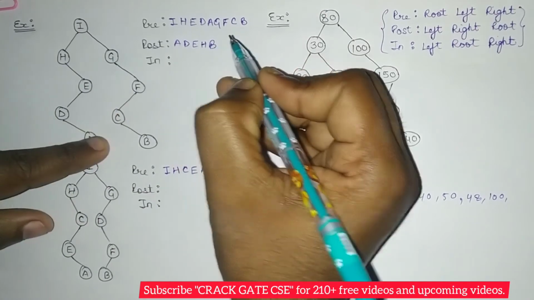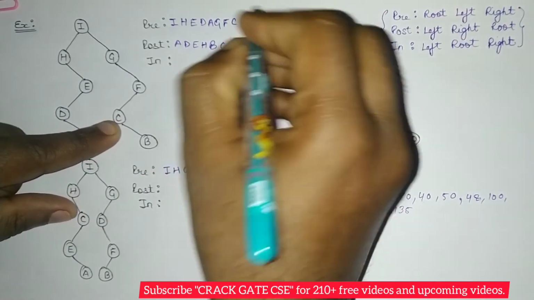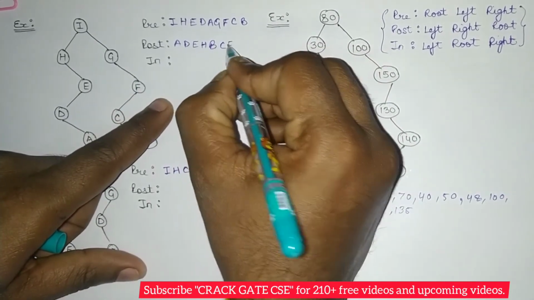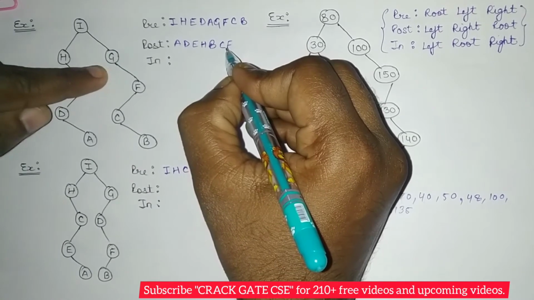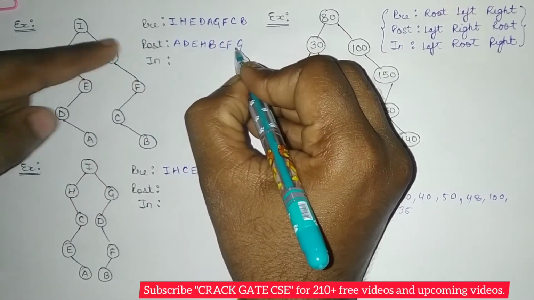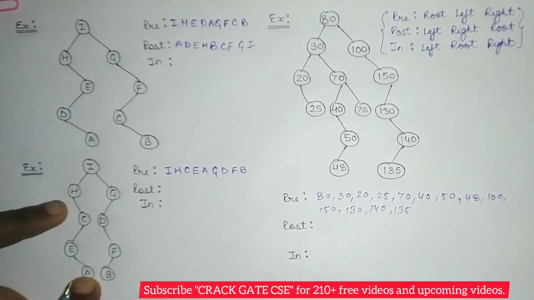So left is done for C and right is done, so print the node, so C. For this F, left is done and there is no right, so print F. For this G, there is no left which was already done, and this time right is also done, so print G. And now this left is done, this right is done, so print the node I. Similarly you can do it over here.